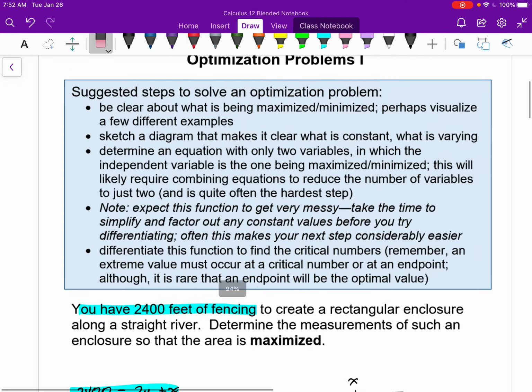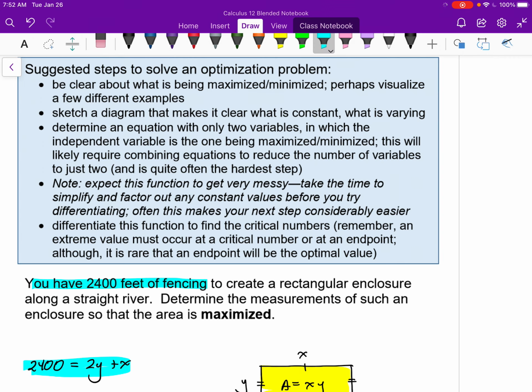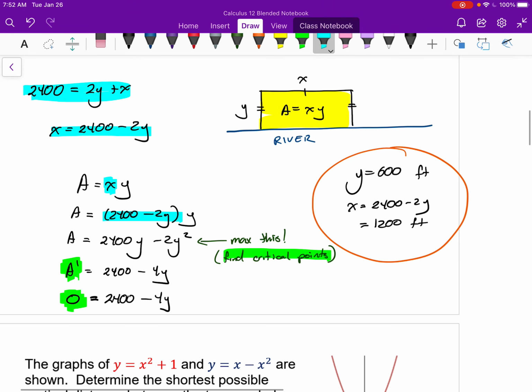Quite often the functions we're differentiating are going to get fairly messy. And in fact, I make a point here that when you're coming up with a function, expect this function to get very messy. And so quite often, the worst thing we can do is try to just differentiate it right away. Quite often, we want to take some time to simplify and factor out constant values before we try differentiating. Often, that makes the differentiating quite easy. In this case, though, this is about as easy as it gets. Okay, this is an easy problem, but a good place to start.